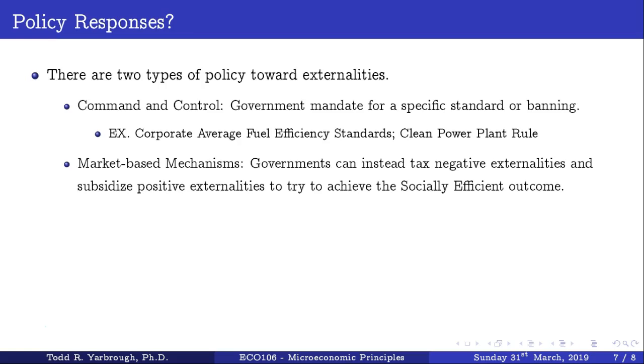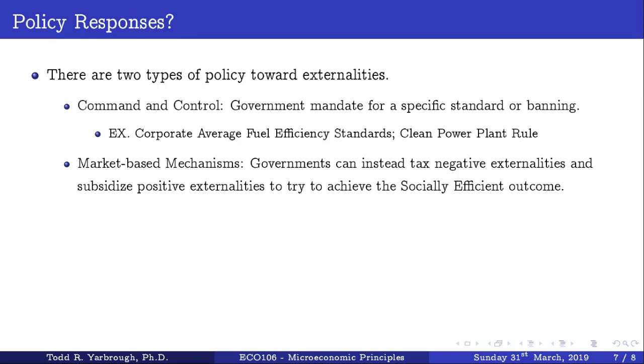Otherwise, there are what we call market-based mechanisms. Here, the government uses things like taxes or subsidies in order to achieve some socially efficient outcome. If we want to reduce the activity in a market because it creates damage, then we tax it. If we want to increase the activity in a market because it creates benefit, then we subsidize it. There are other forms of market-based mechanisms like cap and trade, in which private individuals can engage in transactions to voluntarily reduce pollution.